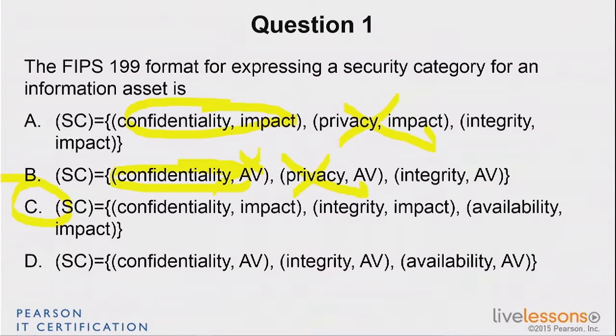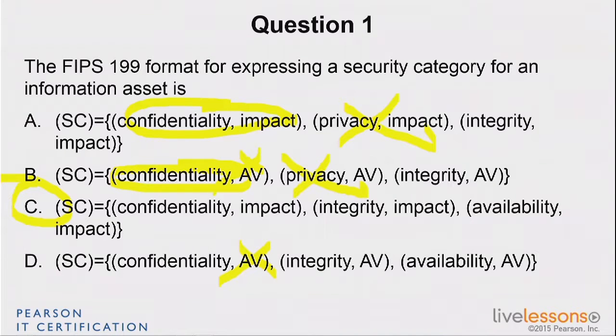But don't mark it yet. Go on to the next answer just to be sure. So we verify in the next one, confidentiality. Oh, this one has asset value. No, that's going to allow us to get rid of it. So that gives us the confidence that letter C is the correct answer.